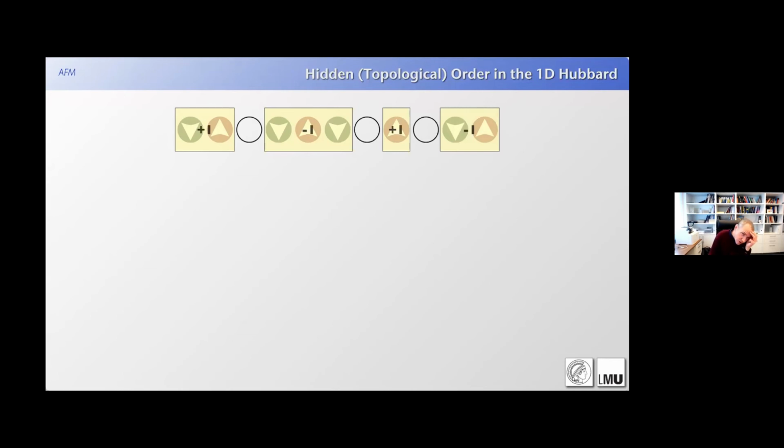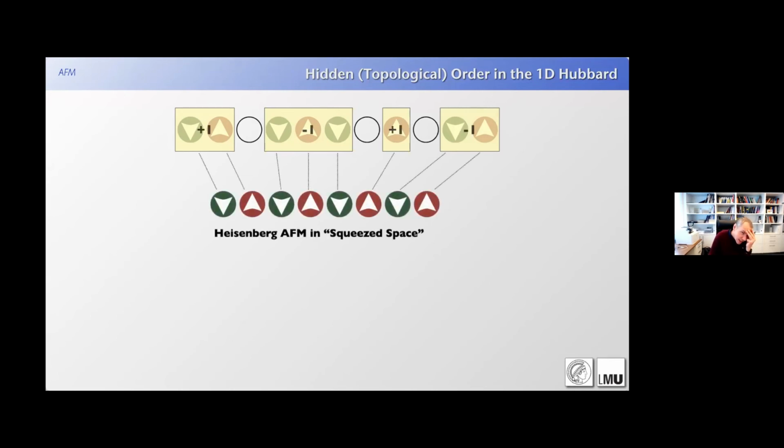If you look a little bit closer at this image, that's interesting, because if I could remove the holes from the system, if I could squeeze out these holes and compress the system together, then you actually have a nice antiferromagnet: down, up, down, up, down, up, down, up. You have a beautiful antiferromagnet back again in this fictitious space that we call squeezed space, because we remove the holes from the system. In the squeezed space, we nicely recover the antiferromagnetic ordering of the system again. But we can only see it in the squeezed space.